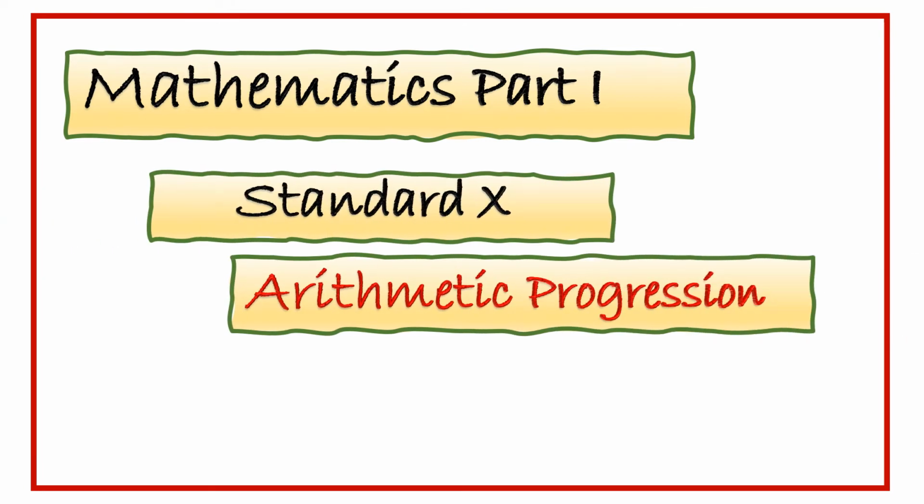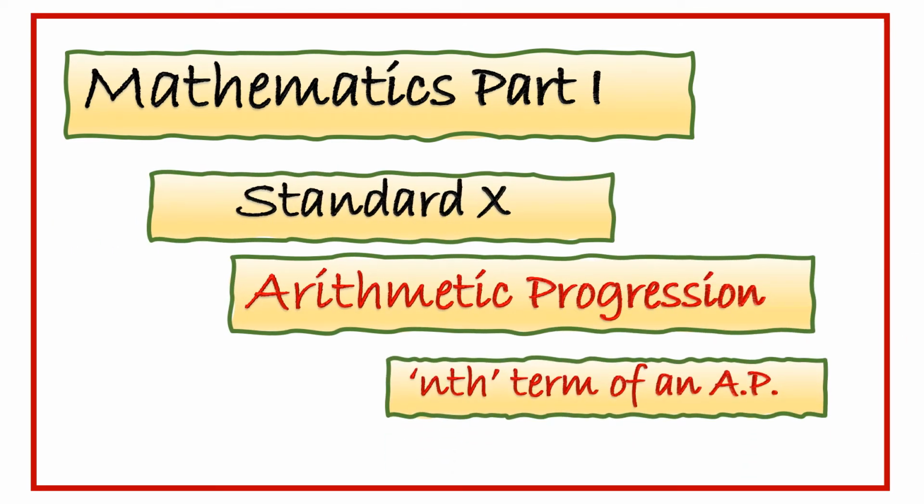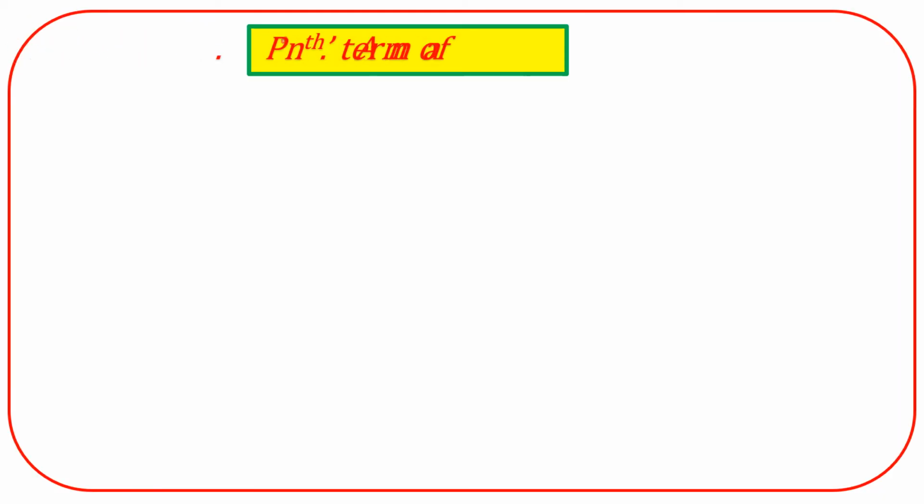Today we are going to discuss the nth term of an AP. Nth term of an AP. 3, 7, 11, 15, 19, and so on. This sequence is an AP. Why?